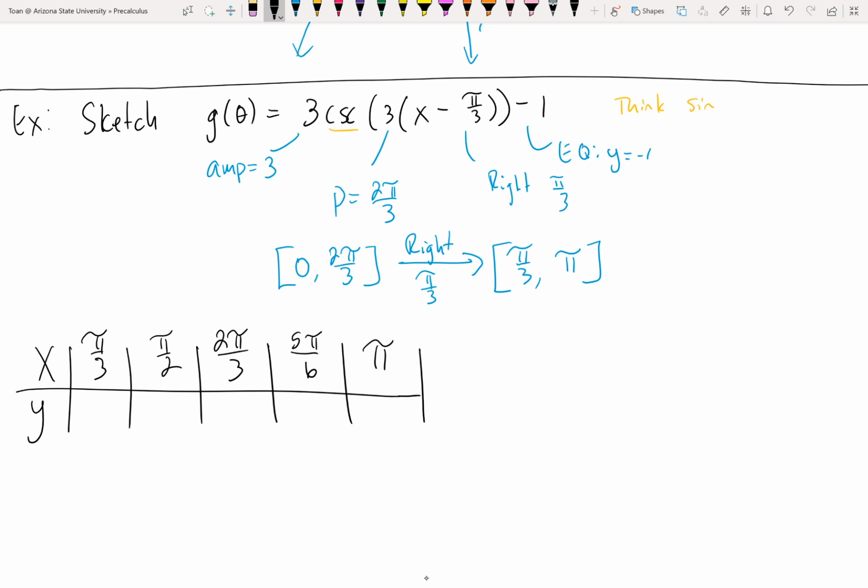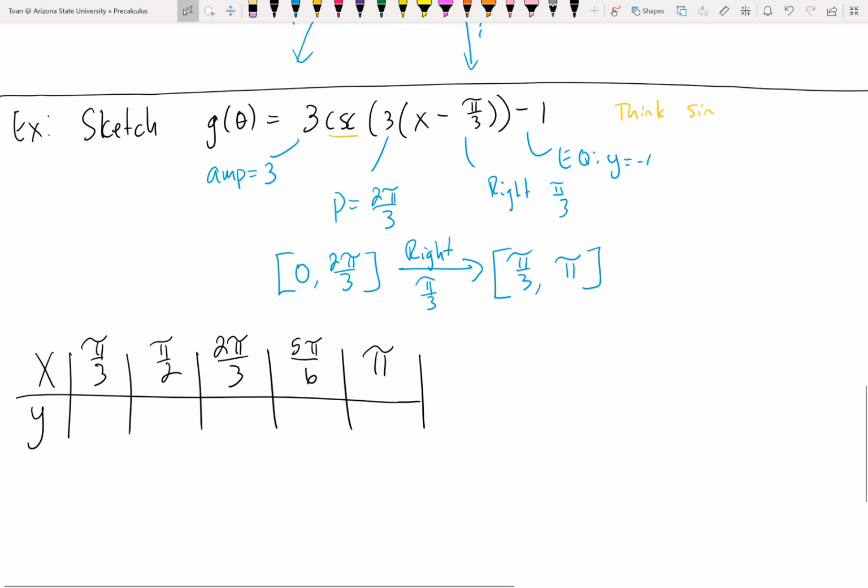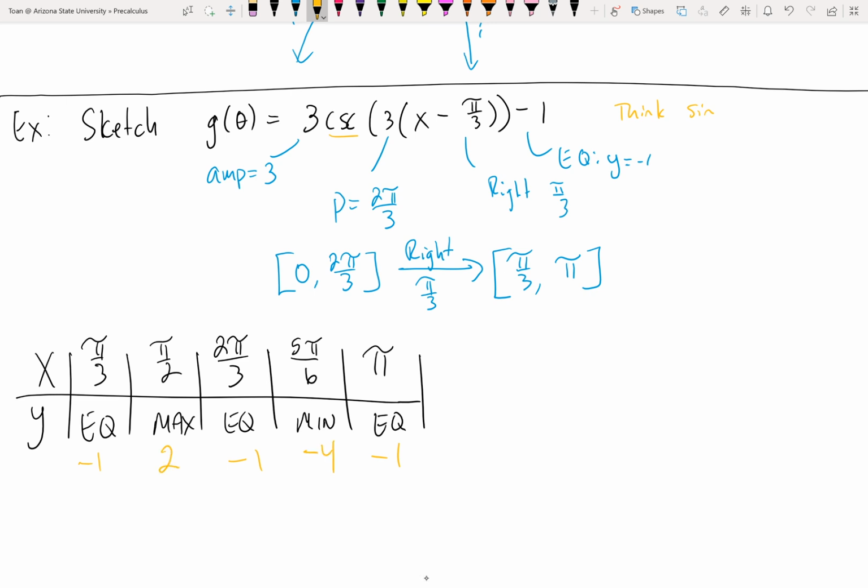Now again, I did this fairly quickly. I'm going to assume by now you're okay with figuring out these x values. If you're not okay with it by now, something is wrong. You need to start asking questions. And then of course the pattern. Well, our pattern is a positive sine. So the pattern for positive sine is equilibrium, max, equilibrium, min, equilibrium. Let's fill in the numbers. My equilibrium is at negative 1. My amplitude is 3, so the maximum, you go up 3 from negative 1, which is 2, and then the minimum would be negative 4.